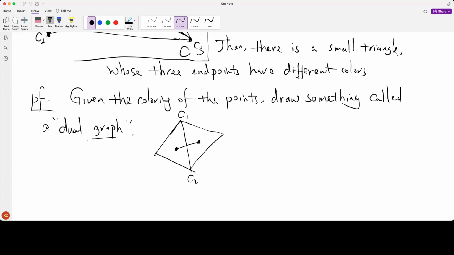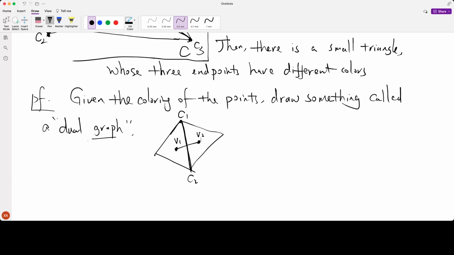So their boundary, this edge, you see C1, C2, two colors at the endpoints of this edge. Is it clear? So here is V1, here is V2.